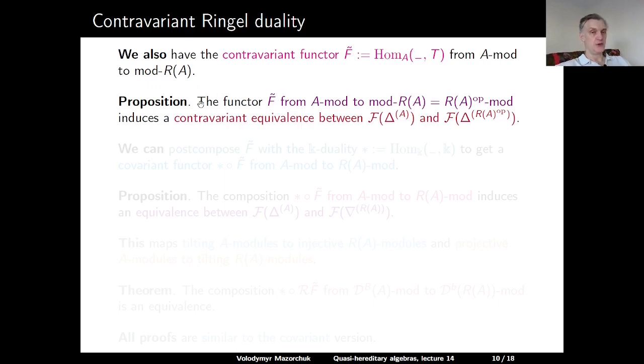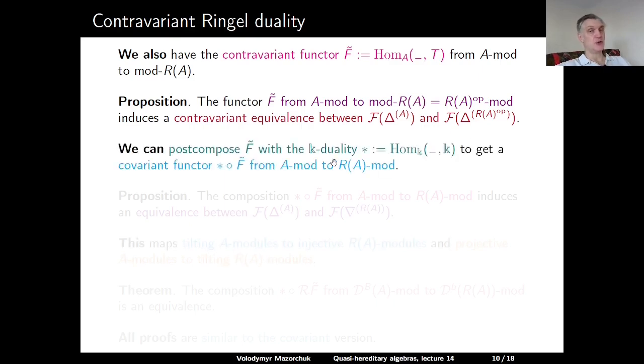So we have the following proposition, that the functor f tilde from A mod to mod R_A, which is the same as R_A^op mod, induces a contravariant equivalence between the category of all A modules with standard filtration and the category of all R_A^op modules with a standard filtration. We can of course make this contravariant functor covariant by postcomposing it with the usual duality over the field. This will give us a covariant functor, the duality after f tilde, and this will be a functor from A mod to R_A mod.